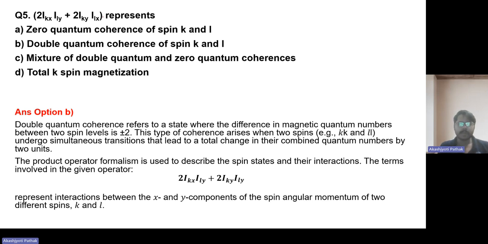This type of coherence arises when two spins undergo simultaneous transitions, and that leads to a total change in their combined quantum numbers. In this case of double quantum coherence, the change is by 2 units. In the product operator formalism, the product operator used here is 2IkxIly plus 2IkyIlx.